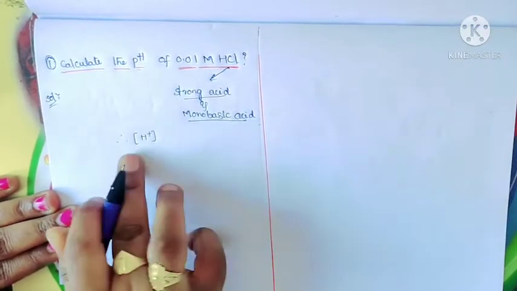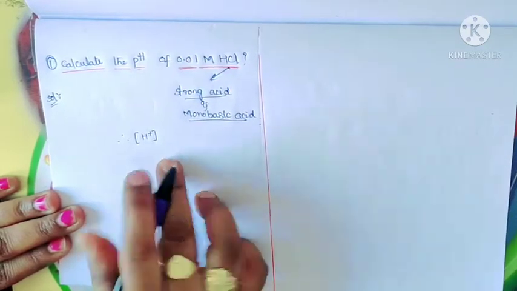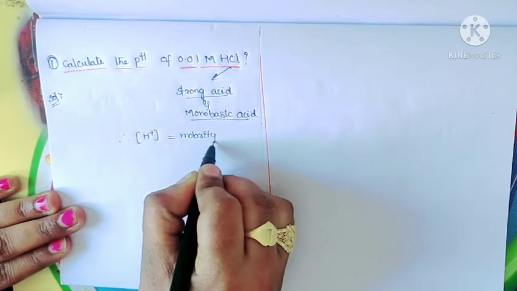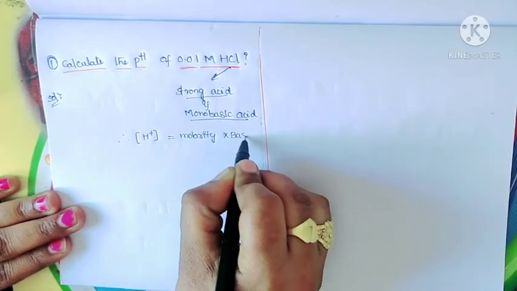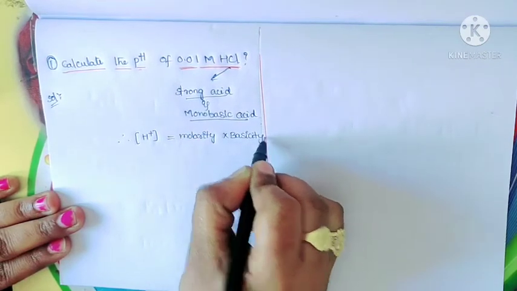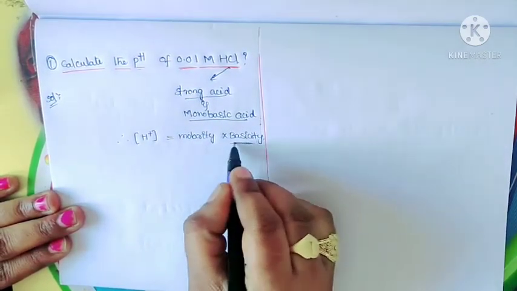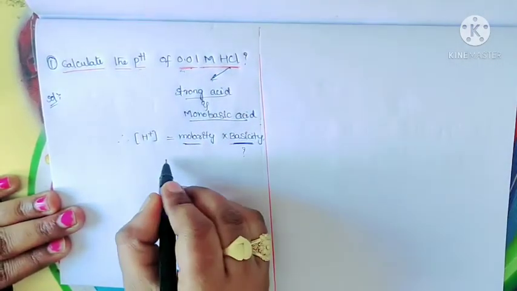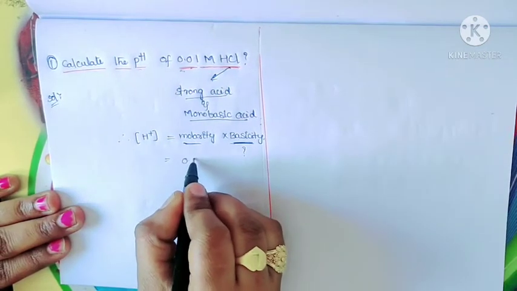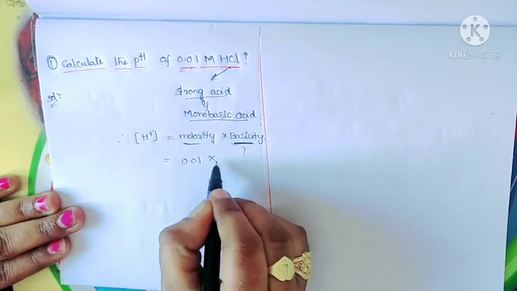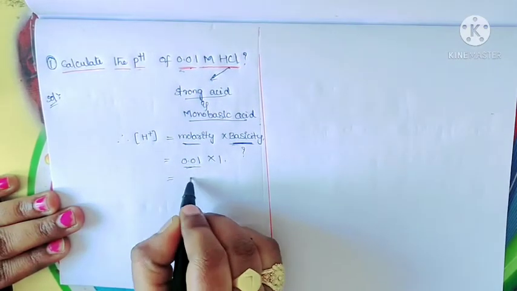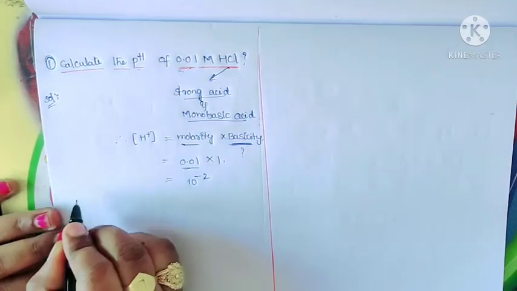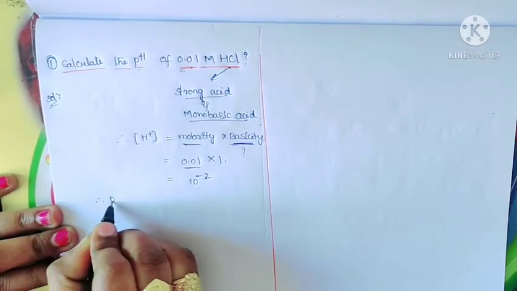Now, the concentration of H plus ions. The square brackets represent concentration. The concentration of H plus ions is equal to molarity into basicity. We are calculating the concentration of acid. In this problem, how much molarity is given? 0.01, and basicity is 1. It can be written in powers: it is 10 power minus 2.